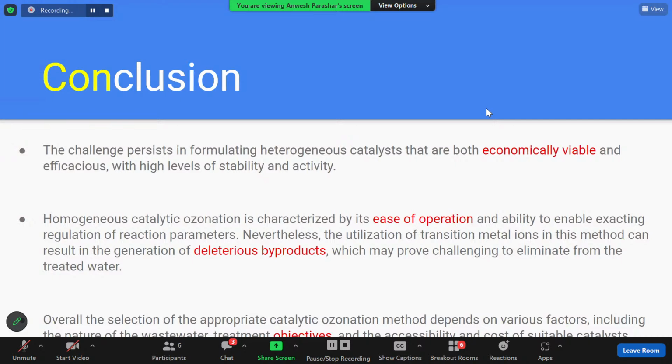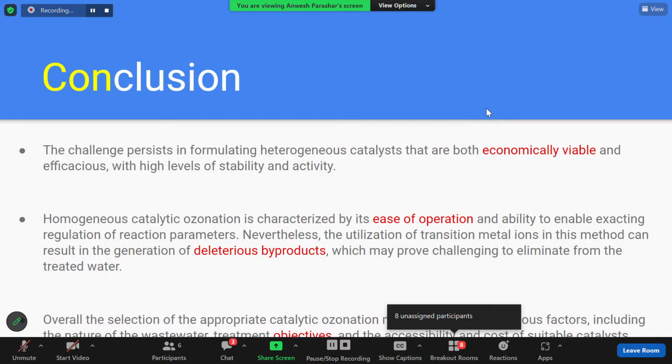So, in conclusion, in comparison, the challenge that persists is in formulating heterogeneous catalysts that are both economically viable and efficacious, with high levels of stability and activity. Homogeneous catalytic ozonation is characterized by ease of operation and the ability to enable exacting regulation of reaction parameters, but the utilization of transition metal ions in this method can result in the generation of byproducts which may prove challenging to eliminate or dispose of from the treatment of water.